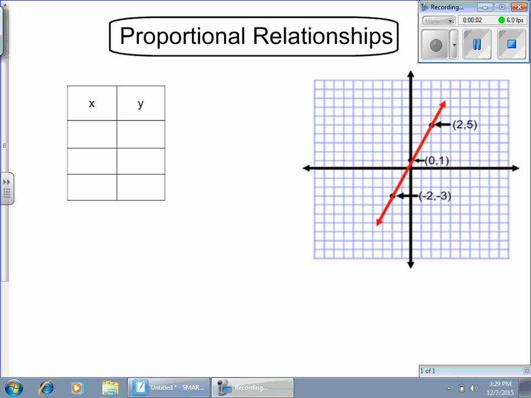Hello, today we're going to be talking about proportional relationships and writing an equation from a graph. First, I am going to take the coordinates from my graph and plug them into the table.